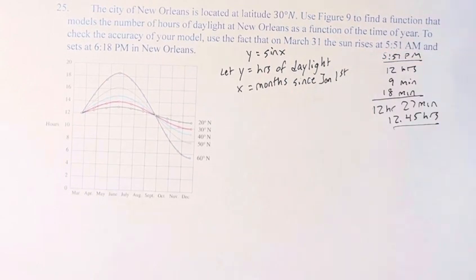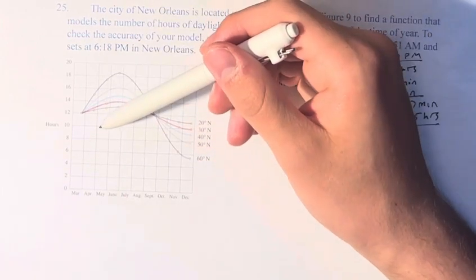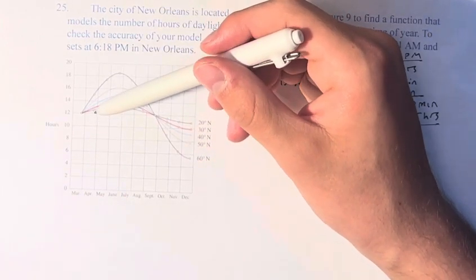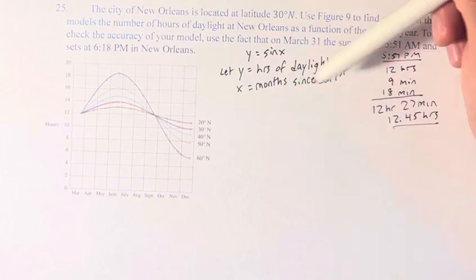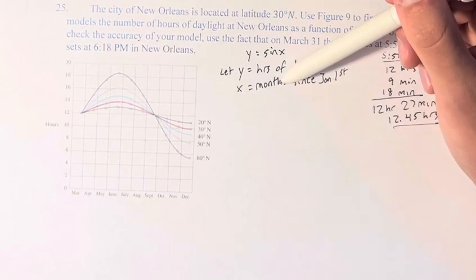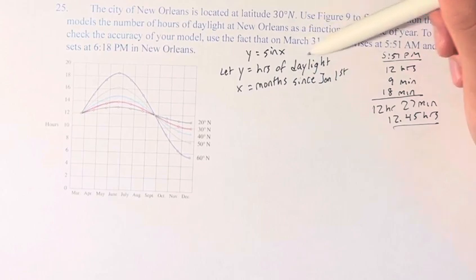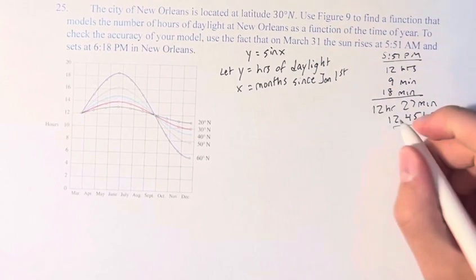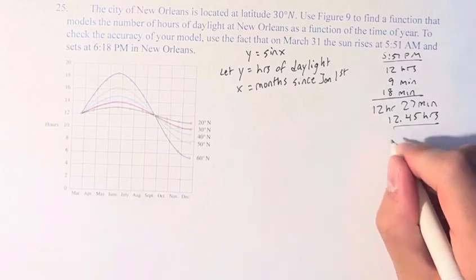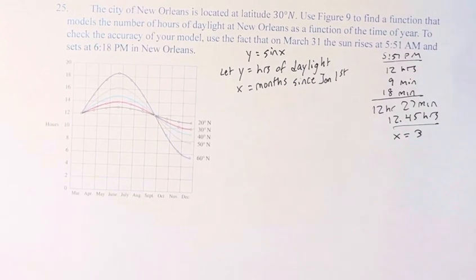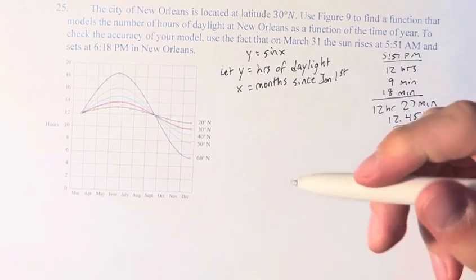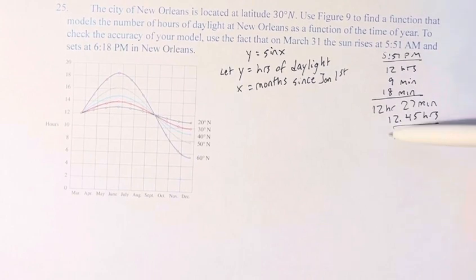So for, let's say, June 1st, that means 5 whole months have passed, so x would be 5. March 31st, 3 months have passed, x is going to be 3. So for this 12.45 hours, this is going to have to work for x is equal to 3, since January, February, and March have passed, we're 3 months since January 1st.